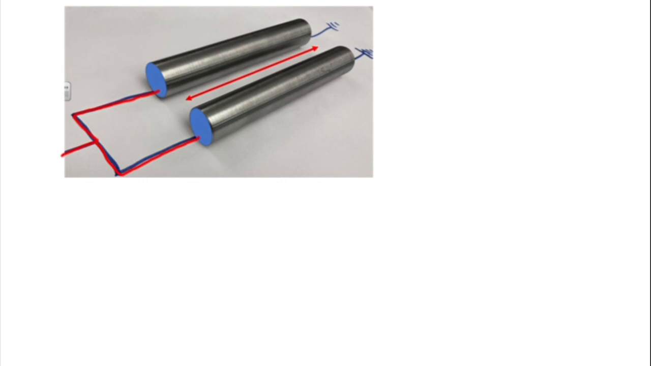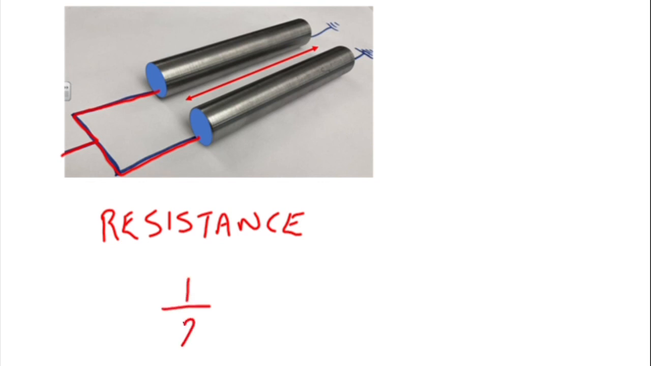So in terms of resistance, adding resistors in parallel has given my current two pathways to flow through. So it's made it easier to flow. So adding resistors in this case has made it half as difficult to flow. So we've reduced or made the resistance half of what it would have been if there was only one resistor. Let's now consider conductivity.